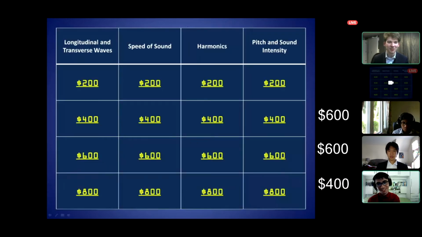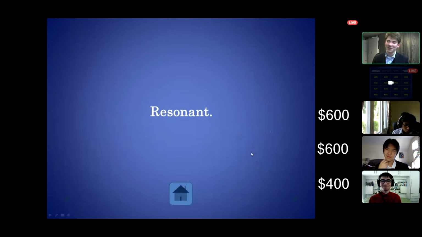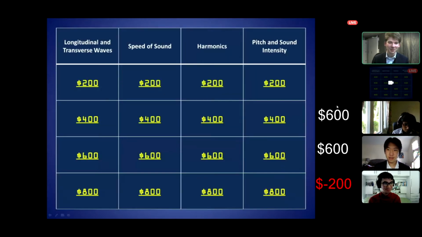John, you're up next. Longitudinal for 6, please. Longitudinal for 6. An object free to vibrate tends to do so at a specific rate called the object's natural or blank frequency. Is the object's frequent frequency? Nope, it is the resonant frequency. I am so sorry, John. Joel, you're up next.